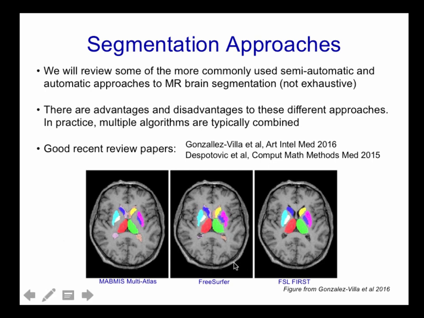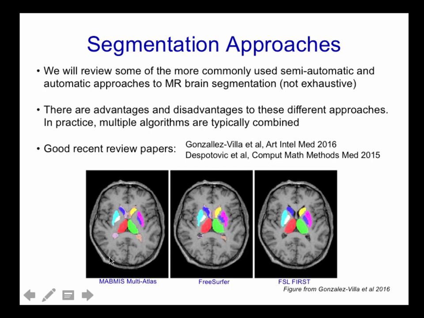So here are three different segmentation approaches applied to trying to obtain segmentation of subcortical gray matter structures, and in some cases ventricles as well.